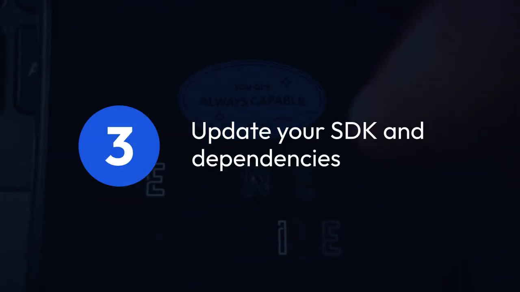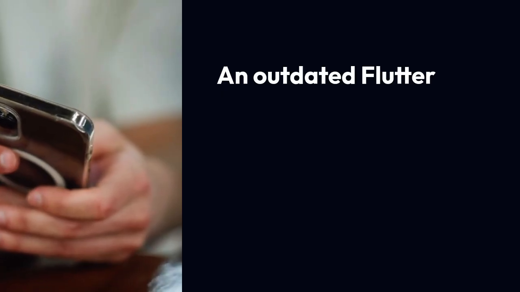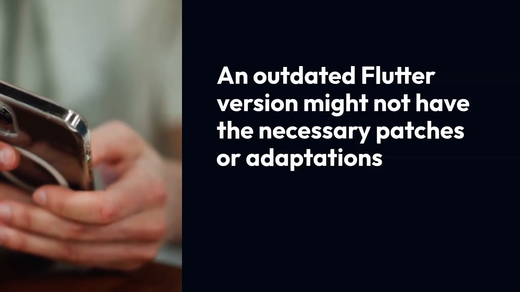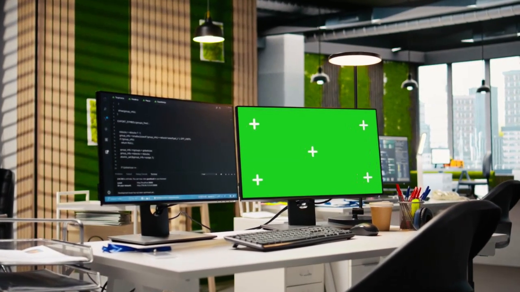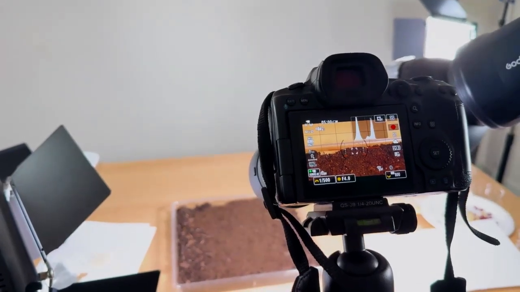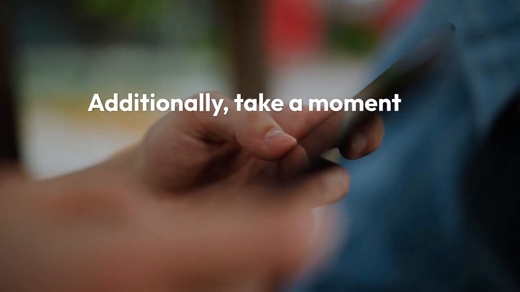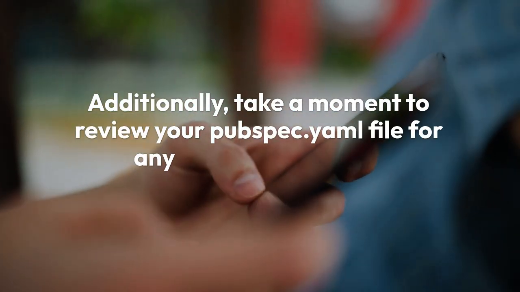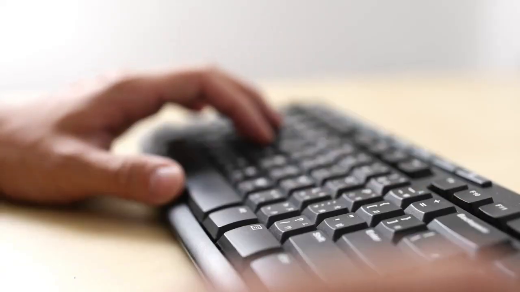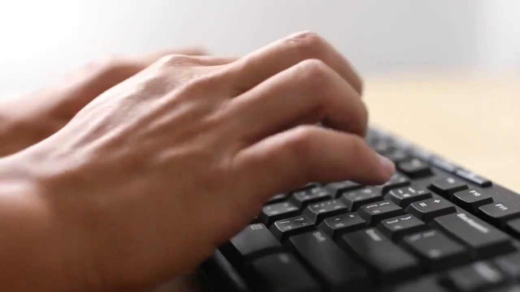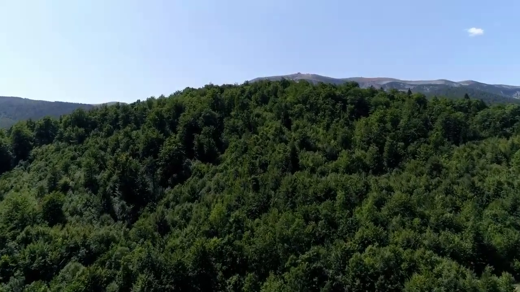Our third solution involves ensuring your Flutter SDK and project dependencies are fully updated. An outdated Flutter version might not have the necessary patches or adaptations for Xcode 15. To update your Flutter SDK, simply run flutter upgrade in your terminal. This command not only updates Flutter itself but also refreshes its core dependencies. Additionally, take a moment to review your pubspec.yaml file for any outdated package dependencies. Update them to their latest compatible versions if possible, and then run flutter pub get to fetch these updated packages. A newer Flutter version often includes crucial fixes for Xcode compatibility issues.